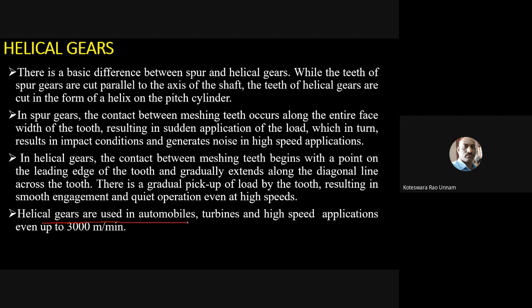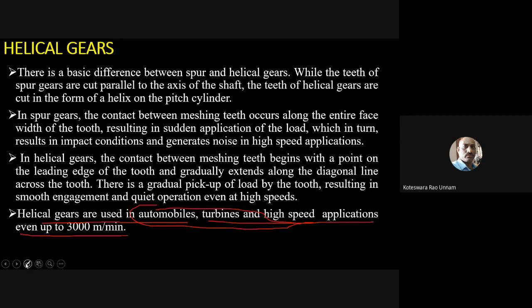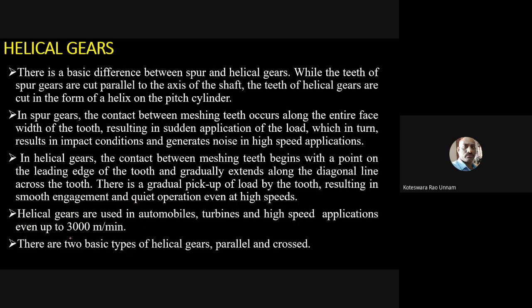Helical gears are used in automobiles, turbines, and high-speed applications, even up to 3000 meters per minute. So the maximum speed you can go is 3000 meters per minute, and some of the applications of these helical gears are automobiles, turbines, as well as high-speed applications. There are two basic types of helical gears. Again, basic gears, helical gears, there are two types. They are called parallel and crossed.